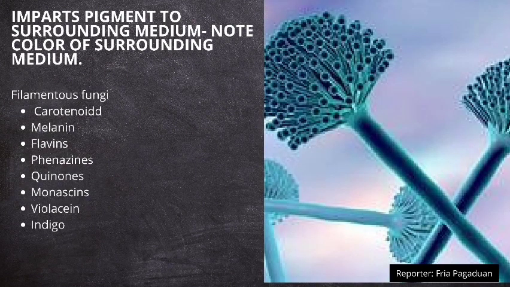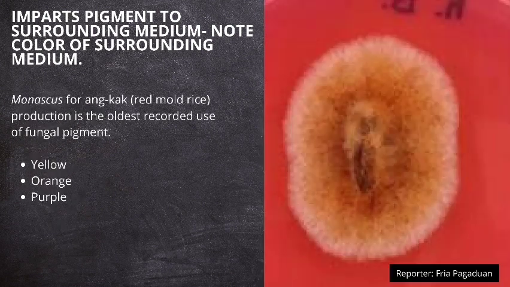So we have examples here. Number 1, filamentous fungi are known to produce an extraordinary range of pigments such as carotenoids, melanin, flavins, phenazines, quinones, monascins, violacein, and indigo. The use of Monascus for angkak, or red mold rice production, is the oldest recorded use of fungal pigment. Monascus produces yellow, orange, and purple pigments, which are often encountered in oriental foods, especially in southern China, Japan, and Southeast Asia.